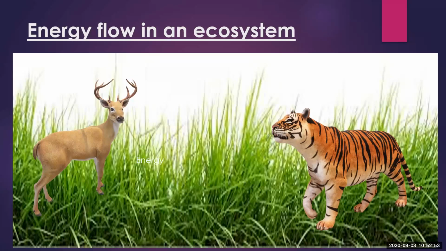The flow of energy is unidirectional. Unidirectional means what? They flow in a single direction, one way only. The energy flow is unidirectional. Uni means what? One, single. So there is a single one way only it can flow, from one organism to another organism. Now we will see one by one.